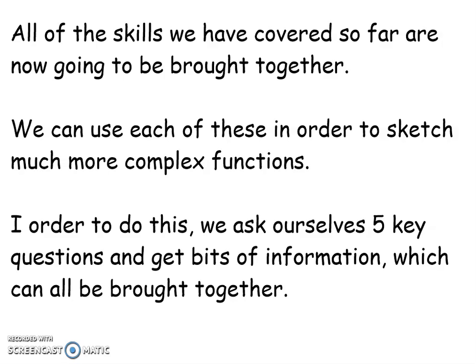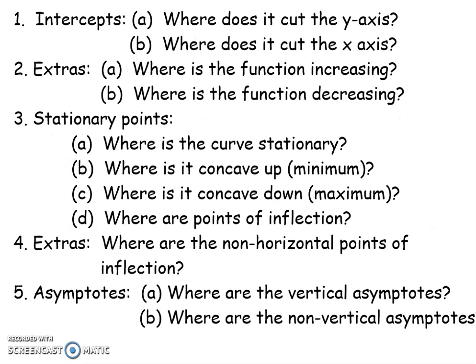And in order to do this, what I want you to do is ask yourself 5 key questions to get bits of information which we can then use and bring together. So first things first, I want you to figure out the intercepts. So we need to figure out where it cuts the y-axis. If we remember back to Higher, that's where x is equal to 0. We then ask where does it cut the x-axis, and that's where y is equal to 0. So that's the first set of questions.